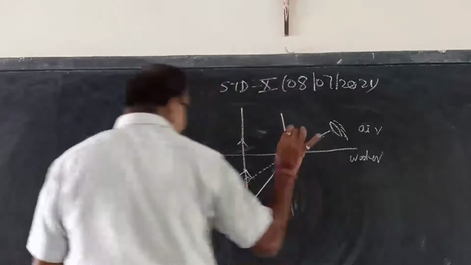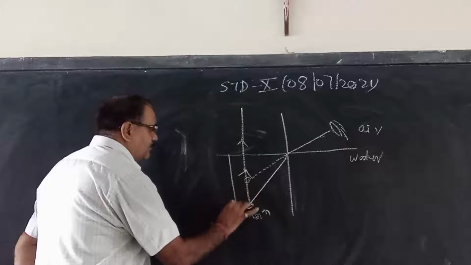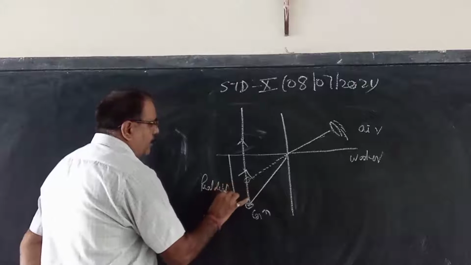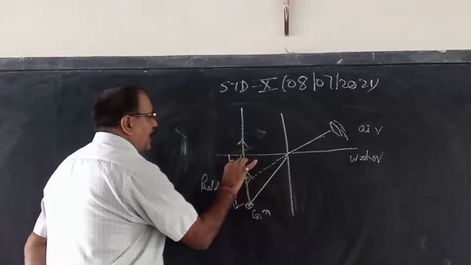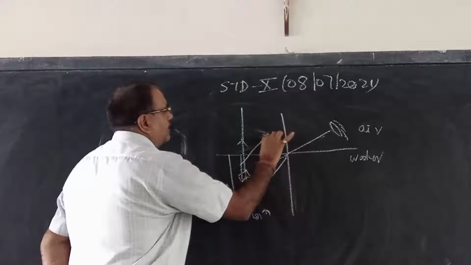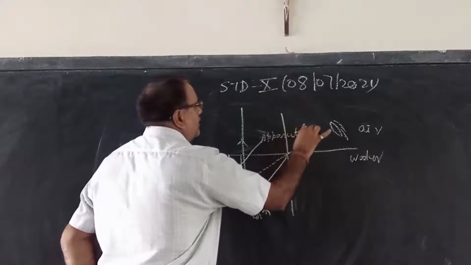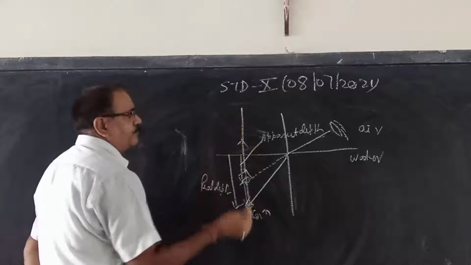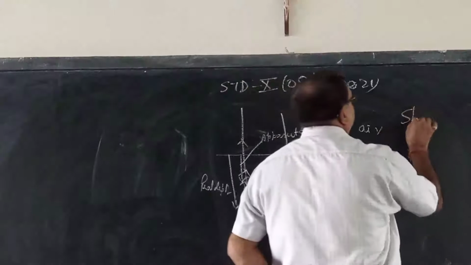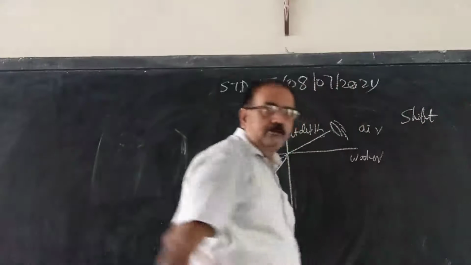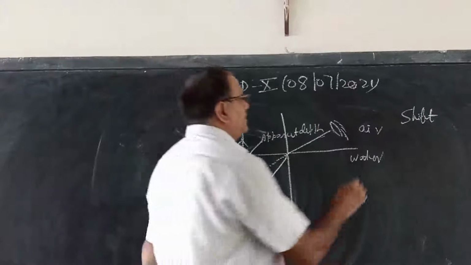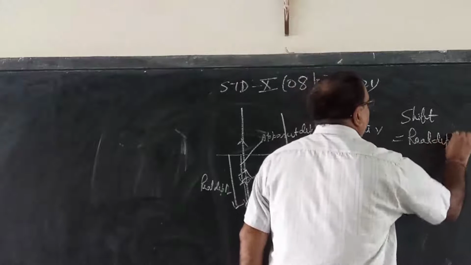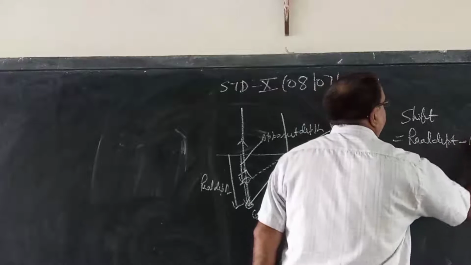So this one is the real depth, and this one is the apparent depth. Then the total difference is the shift. So what is shift? Shift is equal to real depth minus apparent depth.